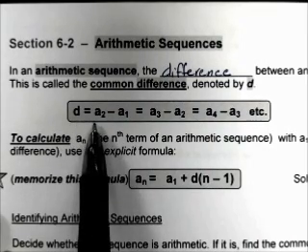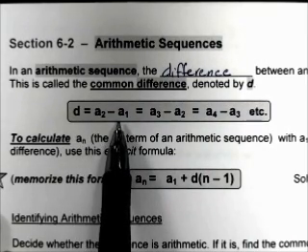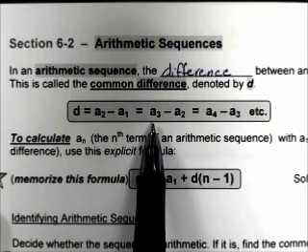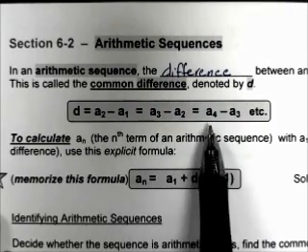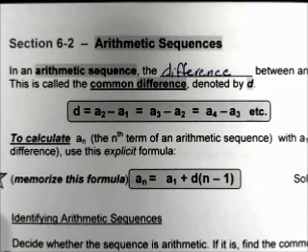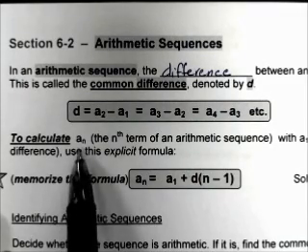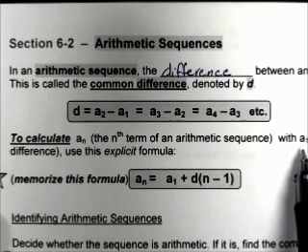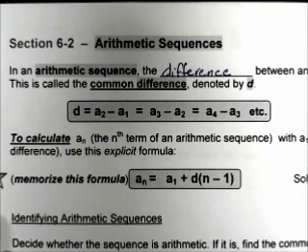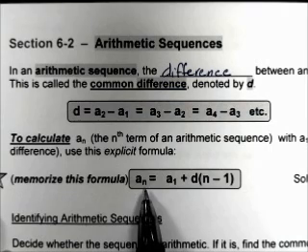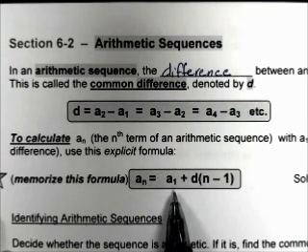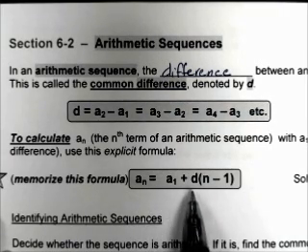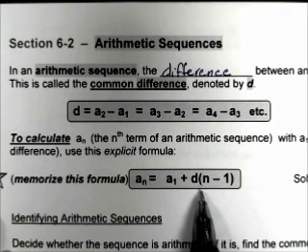So d would equal the second term subtract the first term, which would be the same as the third term subtract the second, or the fourth subtract the third, etc. To calculate a sub n, the nth term of an arithmetic sequence, with a sub 1, the first term, and d, the common difference, we use this explicit formula. The formula is a sub n, the nth term, is equal to a sub 1, the first term, plus d, the common difference, times n minus 1.